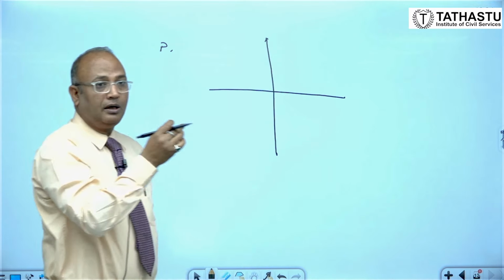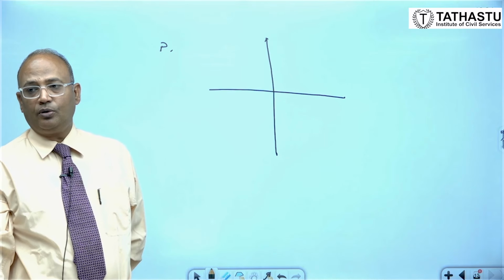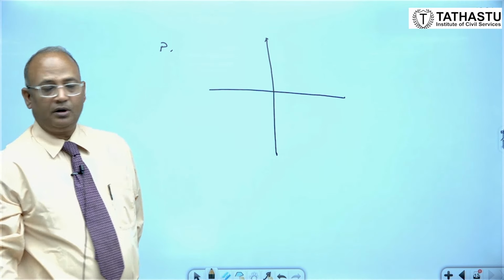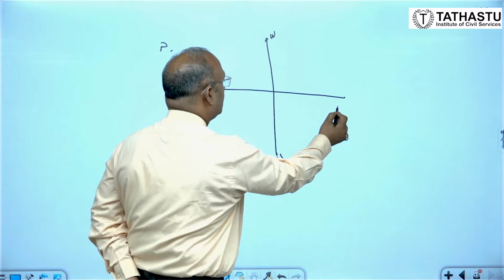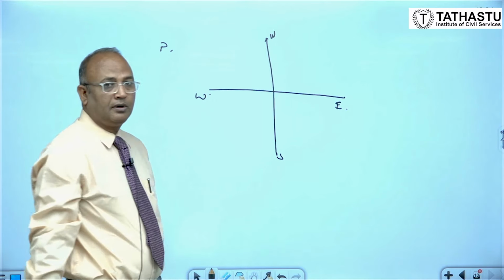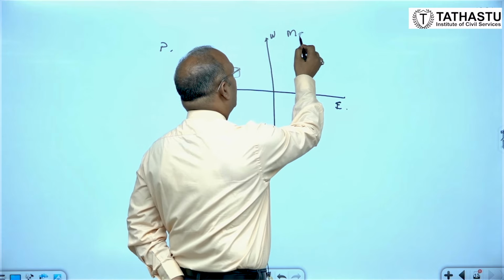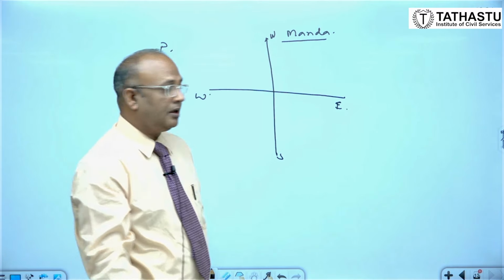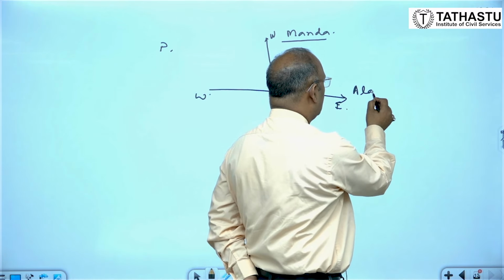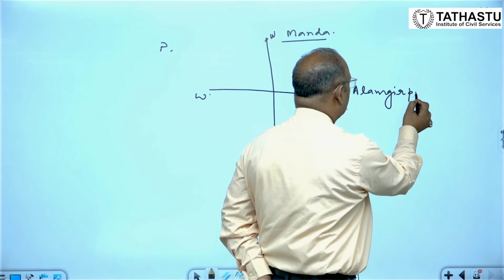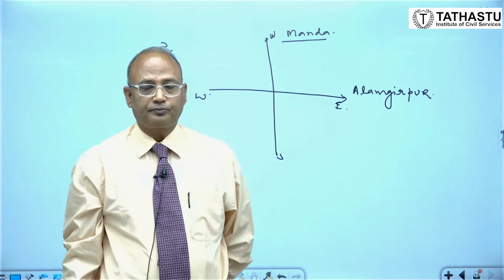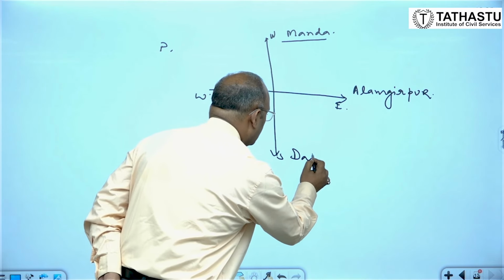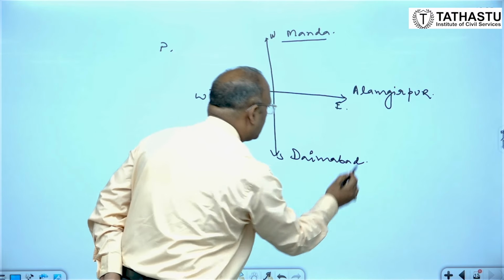I am telling you the last boundary of Harappa direction-wise, right? It's very, very important. Many times UPSC has asked this. North, South, East. North side is Manda. East is Alamgirpur. Southern part is Daimabad.